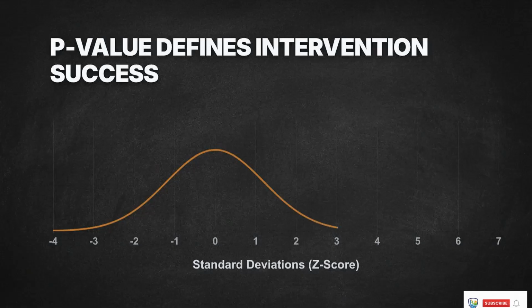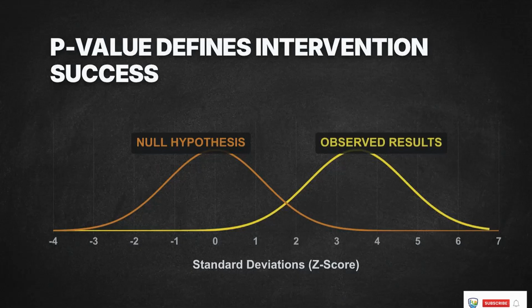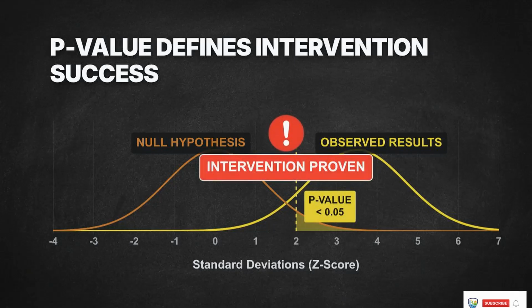The definitive metric in hypothesis testing is the p-value. It measures the probability that the observed results occurred purely by chance. The standard decision rule is absolute. If the p-value is less than 0.05, you reject the null hypothesis, mathematically confirming the intervention worked.